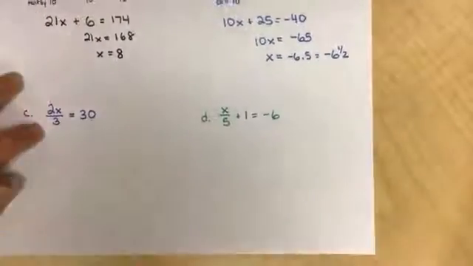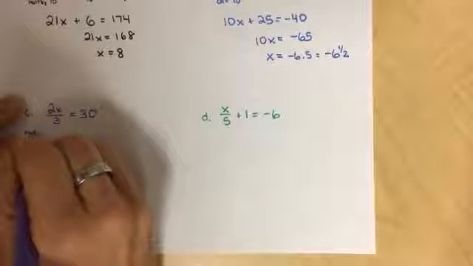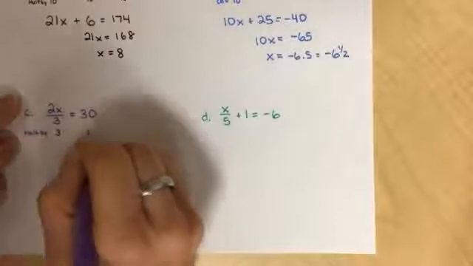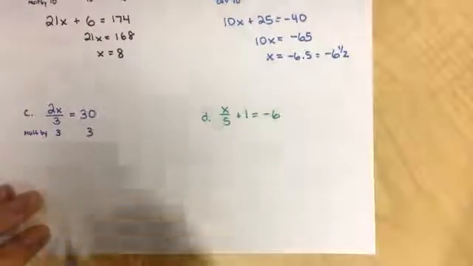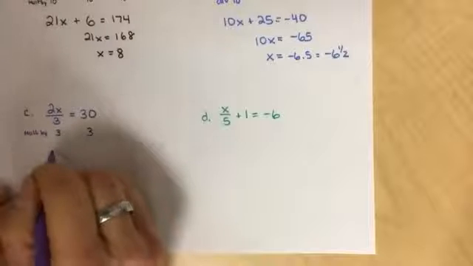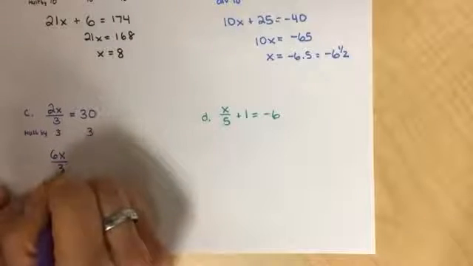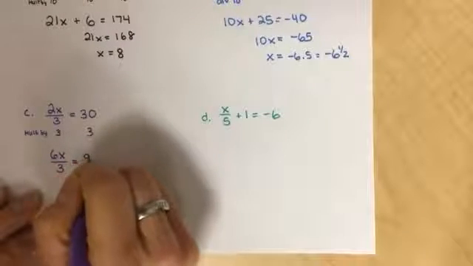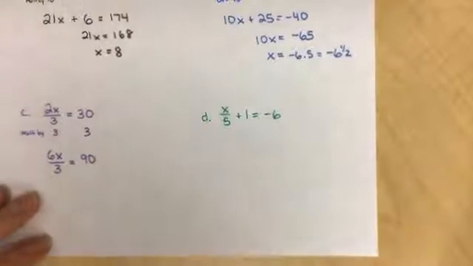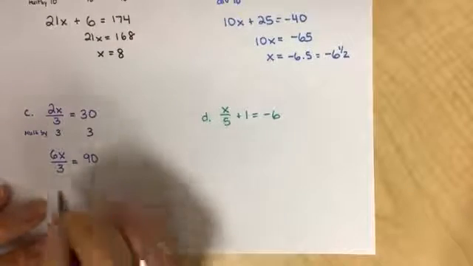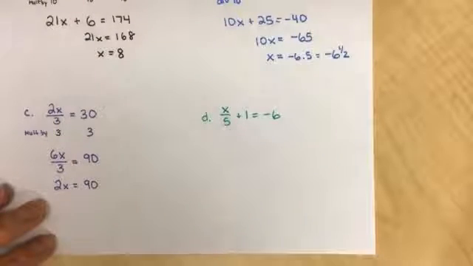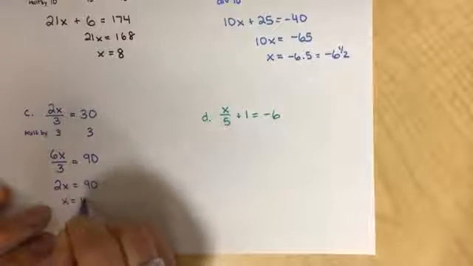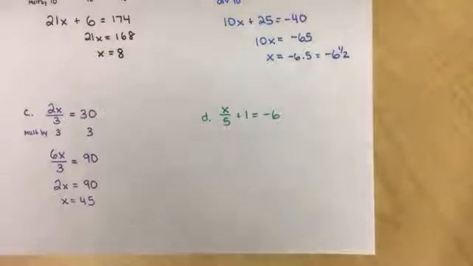Okay, so then I am going to multiply everything in this equation by 3. Now, when I do that, times 3, I am going to get 6x over 3, and over here, I'm going to get 90. Well, 6x over 3 divides to 2x. And then if I divide by 2, I get my answer of 45.